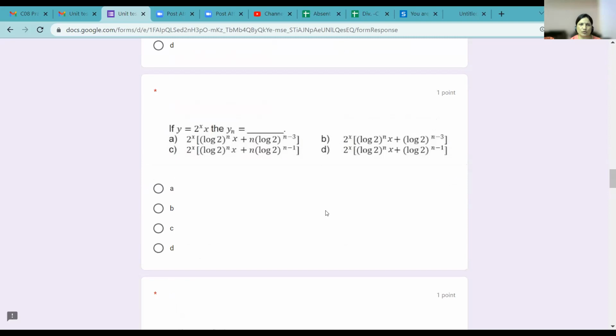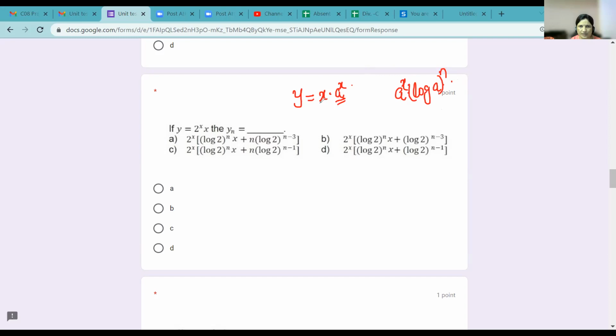Next, 2 raised to x into x. Now here you have to consider, look at this example as y is equal to x into a raised to x. We know the nth derivative of a raised to x. What is that? a raised to x into log a, bracket raised to n. Okay.